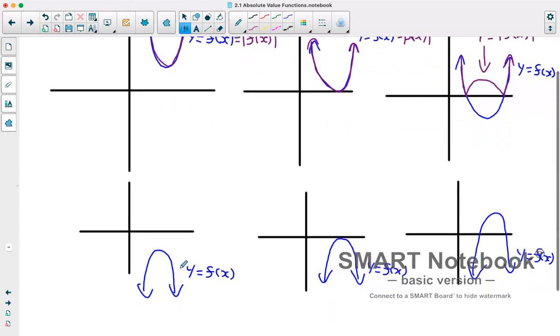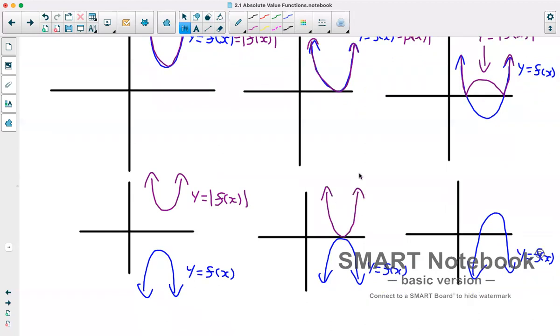Now for these ones that are below the x-axis, we can see that every y value here is negative, so the whole thing is going to be reflected above it. So this would be y is equal to the absolute value of f of x. Same as this one, all the y values are negative other than the vertex, so they'll touch at the vertex. Other than that, every y value will be reflected.